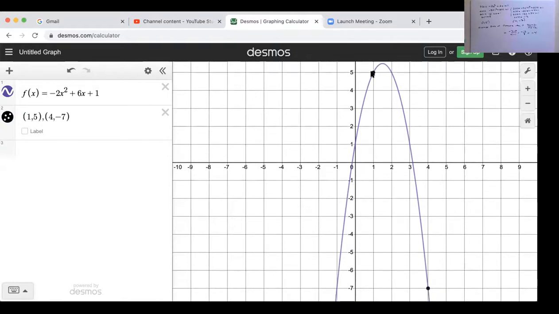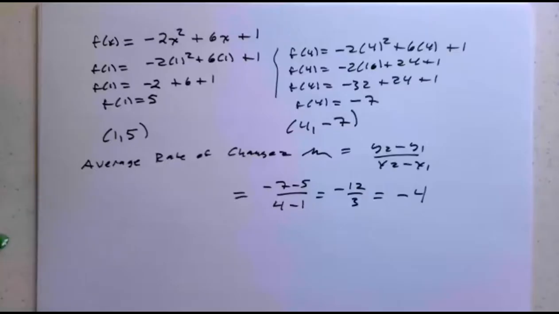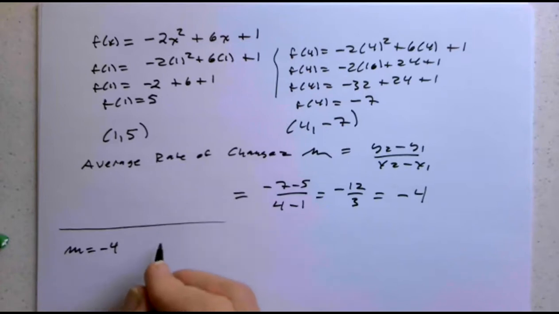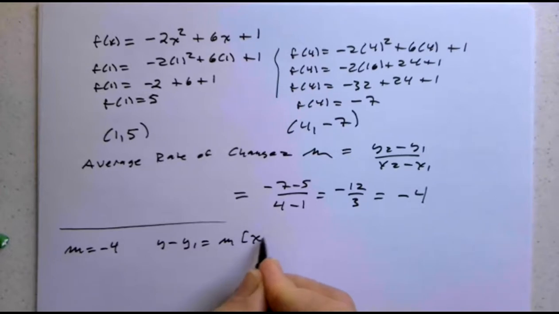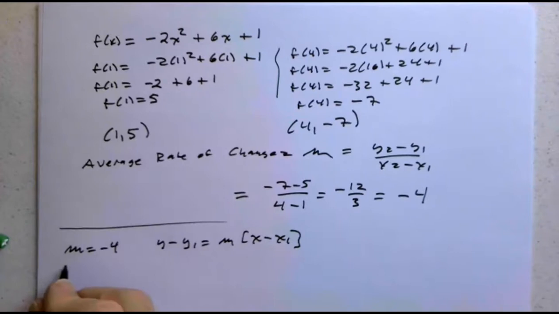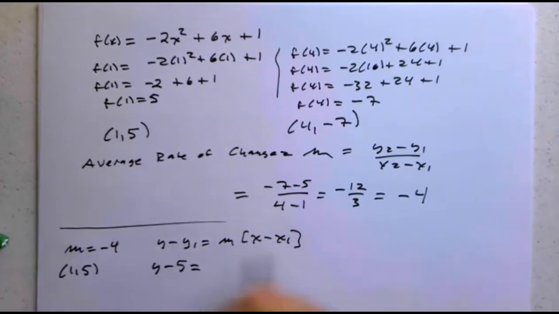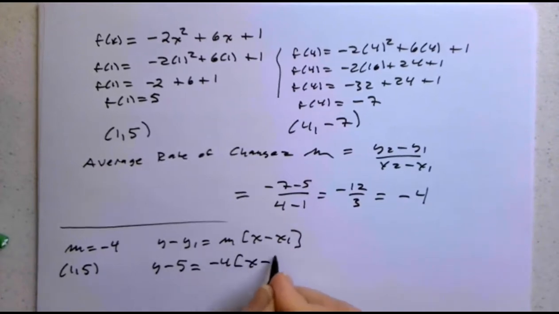So the secant line is the line from this point to that point. So I need to get the equation of the line. I know the slope, right? The slope is negative 4. I have that. So you could use point slope form, y minus y1 equals m times x minus x1. I know a lot of students like this. The point I'm going to use here is 1, 5. And you could say y minus 5 is m, which is negative 4, times x minus 1.